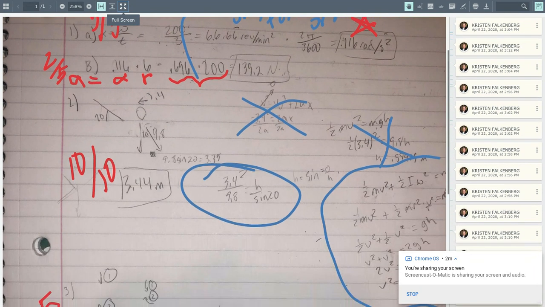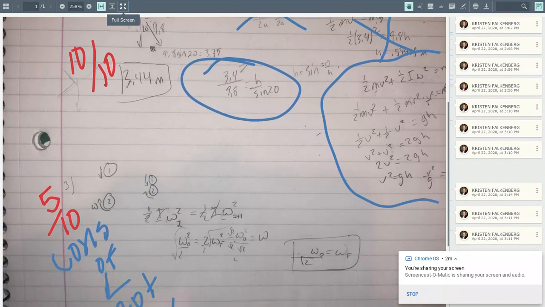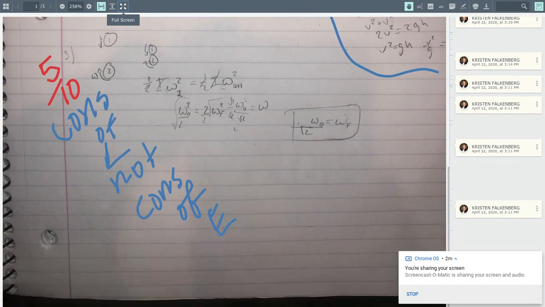So let's see, part 2, you got 100%. And part 3, this is conservation. That looks like an angle. This is conservation of momentum, not conservation of energy, right? You're using the conservation of kinetic energy in lieu of conservation of momentum.